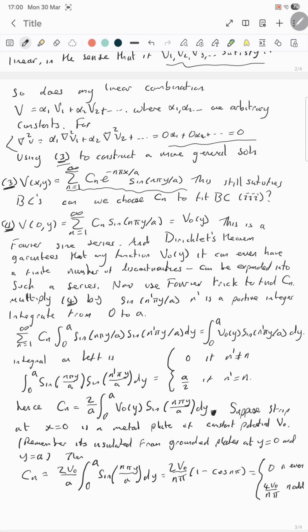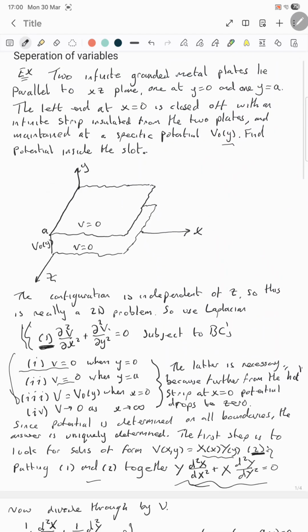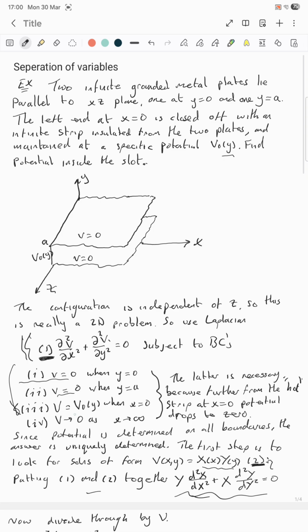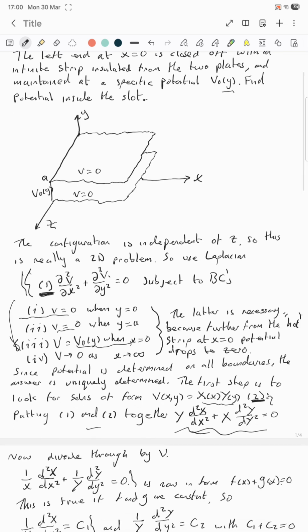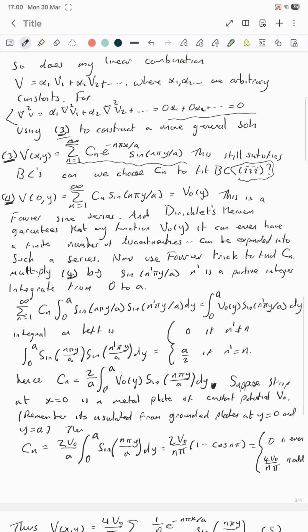Thus this satisfies the boundary conditions, and can we choose C of n to fit the boundary conditions? Again, these boundary conditions: V equals some V naught of y when x equals 0. Now for equation 4, V naught of y from our boundary conditions, we must make it equal this.